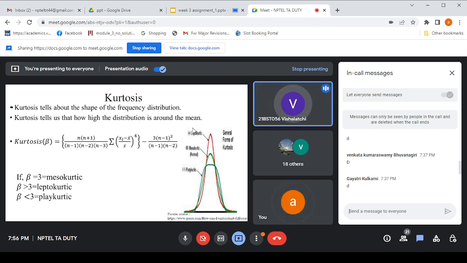What does parameter mean, ma'am? Sorry, I didn't understand the question. Can you write it down? Whoever is asking the question, I am not able to get it. Please write it down.